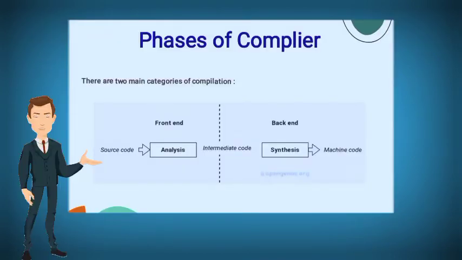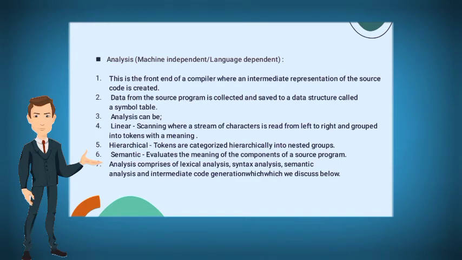Our next topic is phases of a compiler. There are two main categories of compilation: front end and back end. The front end is analysis, machine independent and language dependent. First, this is the front end of a compiler, where an intermediate representation of the source code is created. Second, data from the source program is collected and saved to a data structure called a symbol table.